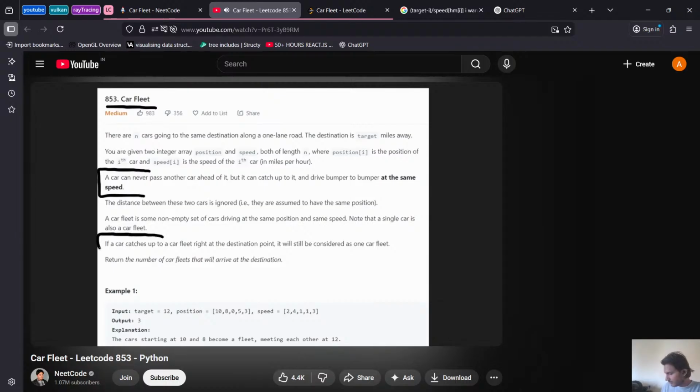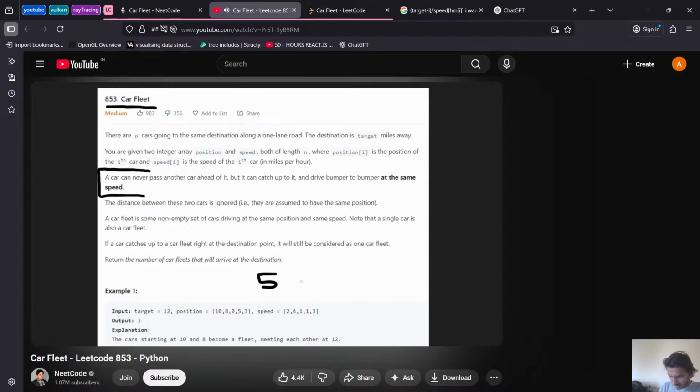And the last edge case you might be wondering about is what if a car catches up right at the moment that they both arrive at the destination point? Because remember, once they arrive at the destination, they're going to stop. So what if a car catches up exactly at the destination? Well, they're considered a car fleet. And what we want to do is determine the total number of car fleets that will arrive at the destination. So, for example, in this example problem, we're given 5 cars, right?